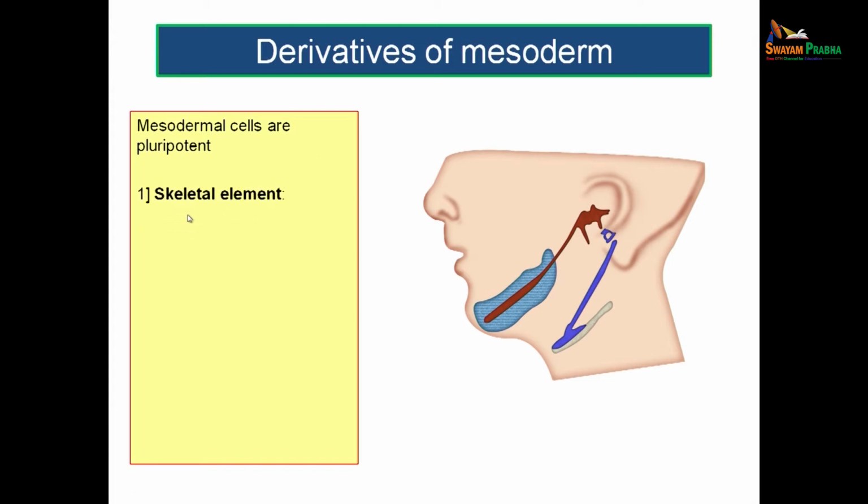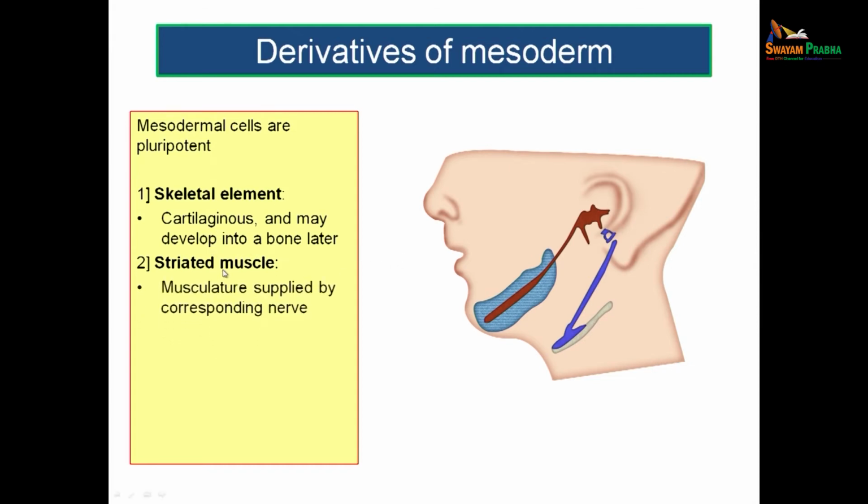So the mesodermal core contains a skeletal element. Skeletal element means it is usually cartilaginous, and sometimes this cartilaginous material might give rise to bones in the later course of development. It also contains striated muscle, the muscles supplied by the corresponding nerves. Then it contains arterial arches. So during development you have the pharyngeal arches arranged in the neck, and you have the dorsal aorta and ventral aorta. These dorsal aorta and ventral aorta are connected by aortic arterial arches. So these aortic arches will be passing through each arch.